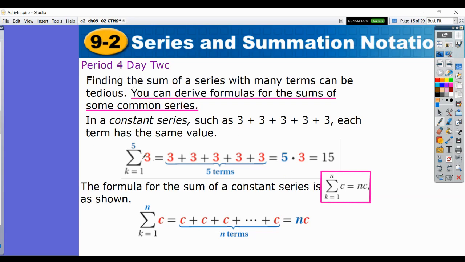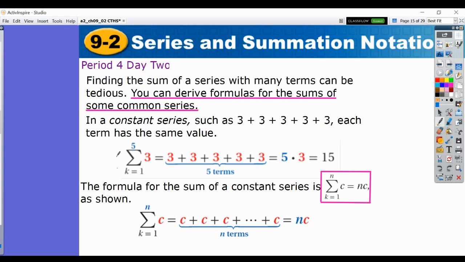So the first one here is if you have a same number and you're adding it up over and over and over again, and that's your sequence. So this sequence is 3, 3, 3, 3, 3, and we want to add them up. Well, that's just repeated addition, which we learned is called multiplication. So all you have to do is 3 times 5 and you get the sum, right?